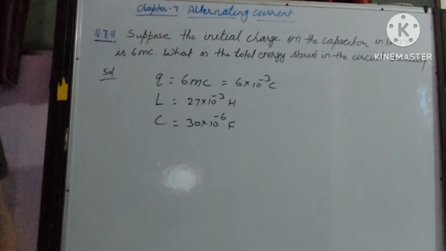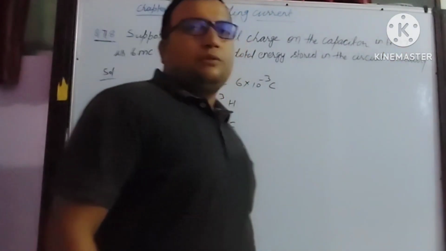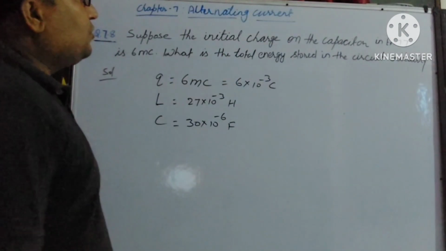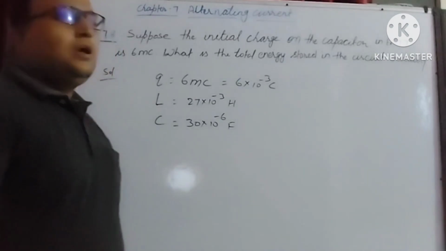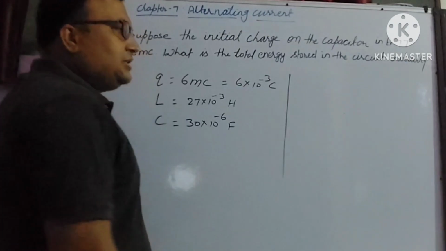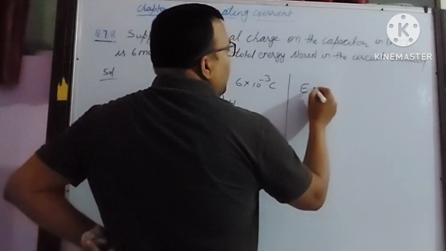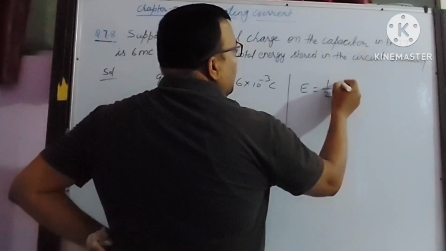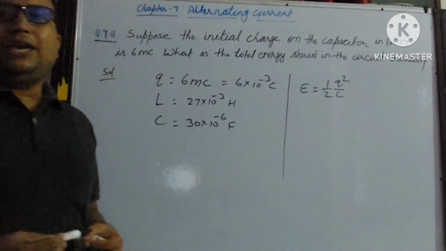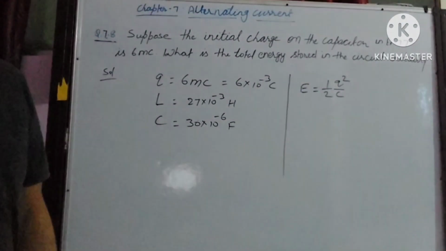Now, in the question, these two pieces of information we got through exercise question 7.7. They are asking what is the total energy stored in the circuit initially. A very simple question. We will use one formula for the initial energy, and that formula is E equal to 1 by 2 Q square by C. Keep in mind, the formula is E equal to 1 by 2 Q square by C.